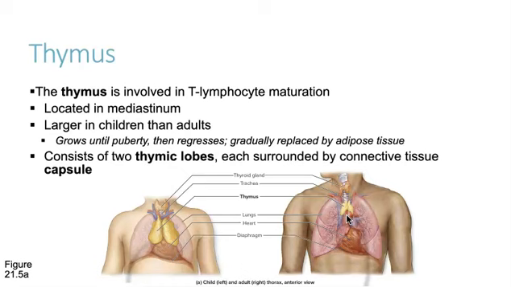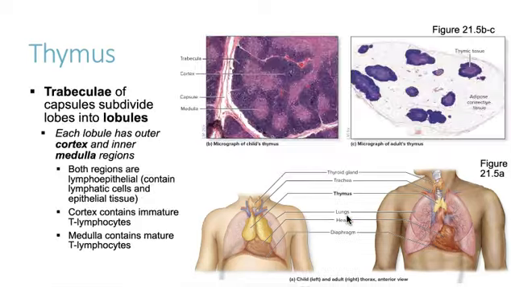Now, as far as its structure, it is made up of 2 thymic lobes and it's surrounded by a connective tissue capsule. If we were to look at the histology here, we can see that in a child's thymus, we have these great trabeculae that are portions of the capsule that subdivide the thymus into lobes and then further into lobules. And each lobule is going to have a periphery of a cortex and an inner medulla. That's this lighter area right in here.